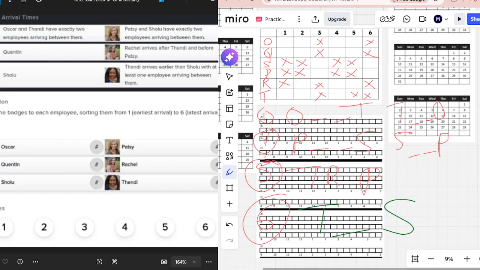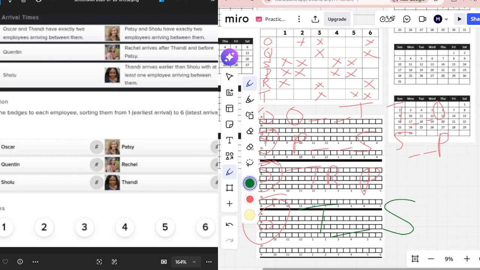Beautiful. Let's go to Oscar and Tandy. Since Oscar cannot be 3, that means Tandy. Since Tandy cannot be 3, Oscar cannot be 6. Since Tandy cannot be 5, Oscar cannot be 2 because they have to have 2 people. Since Tandy cannot be 6, Oscar cannot be 3, and that is beautiful. Let's go ahead to solve again. They said Rachel comes after Tandy, okay, but before Patty, and Tandy and Sholu have 1 in between. So now let's look at solving it.